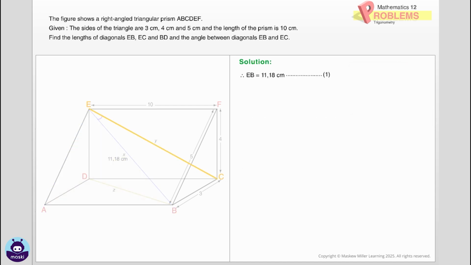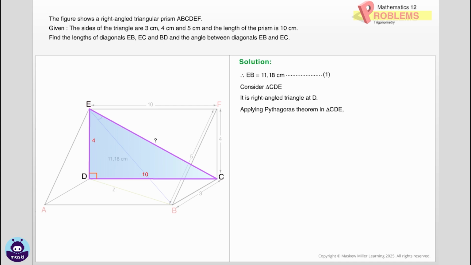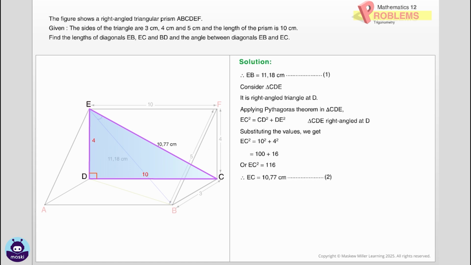Now, we consider triangle CDE to find the length of diagonal EC. It is a right-angled triangle at D. DE and CD are known. Applying Pythagoras' theorem, EC square is equal to CD square plus DE square. Triangle CDE right-angled at D. Substituting the values, we get EC square is equal to 116. Therefore, EC equals 10.77 centimeters.